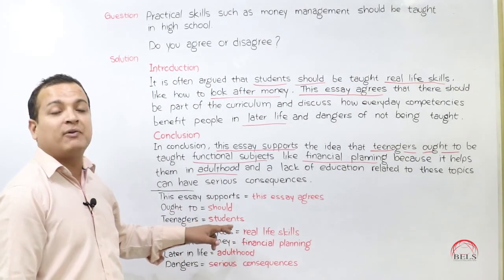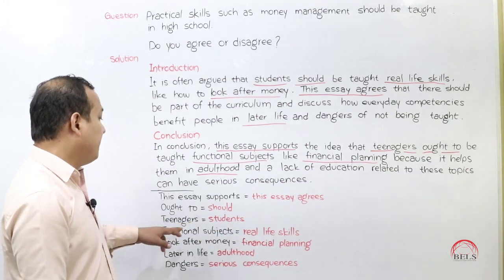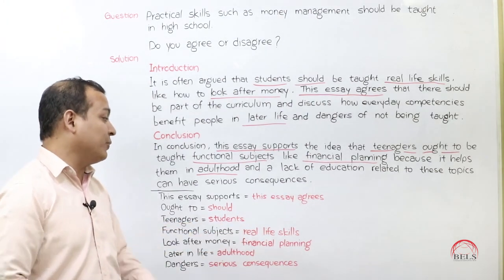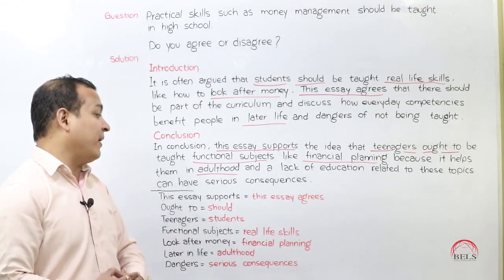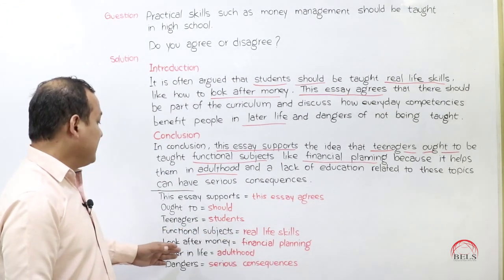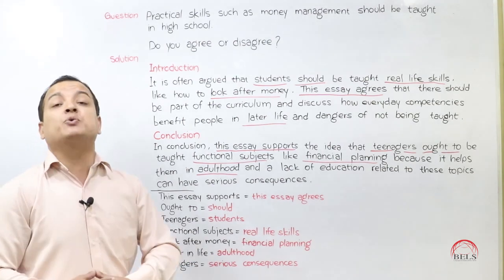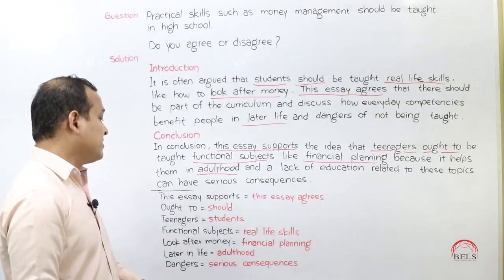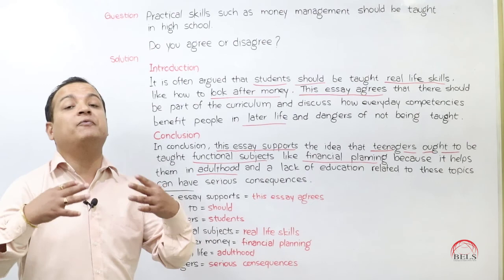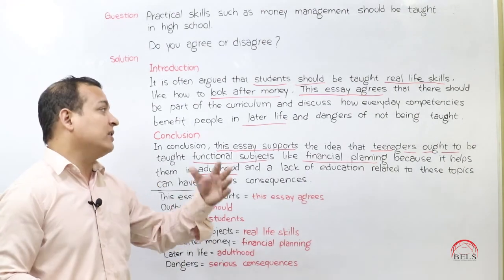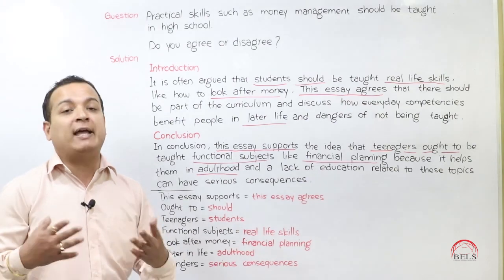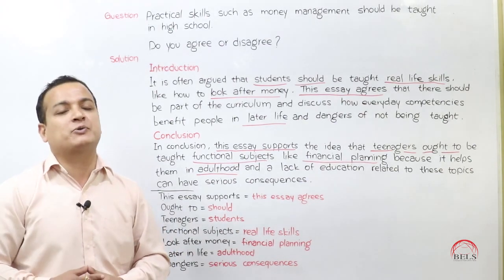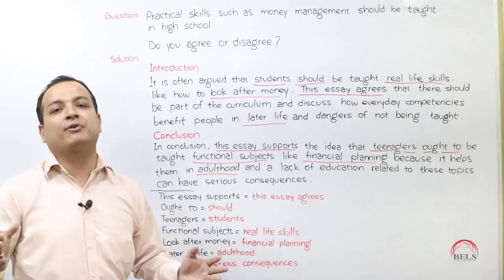Teenagers I have converted to students. Functional subjects I have converted to real life skills. Look after money is converted to financial planning. Later in life is converted to adulthood, and dangers to serious consequences. This is a very good, effective way to write the conclusion part, guys, and you will feel that it's very different, and it will definitely boost your score while writing any category of essay.